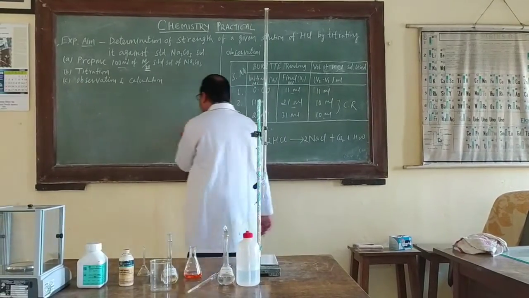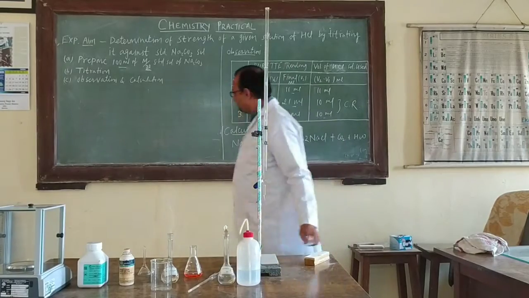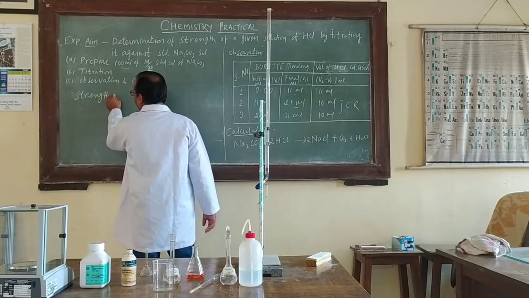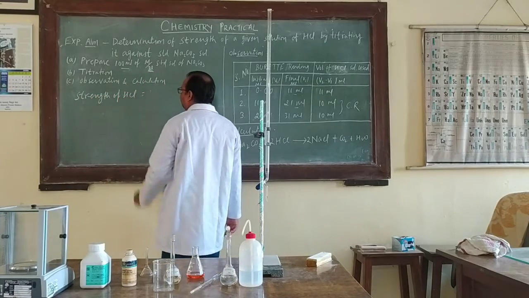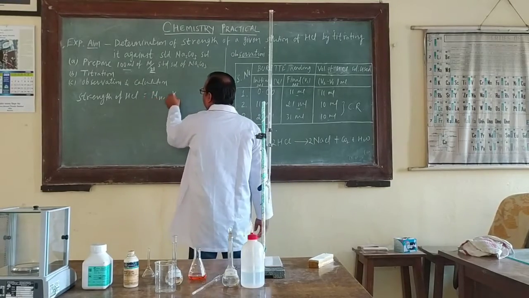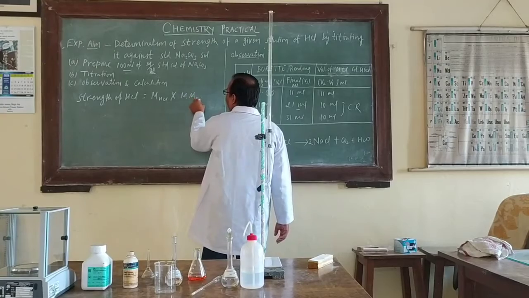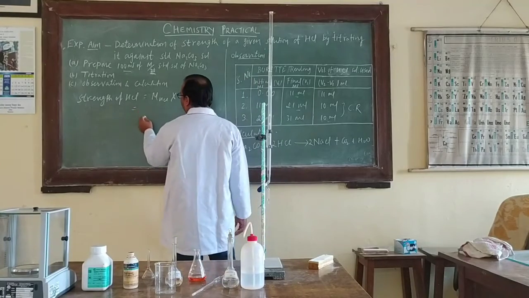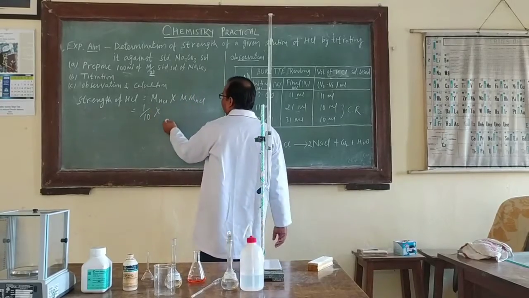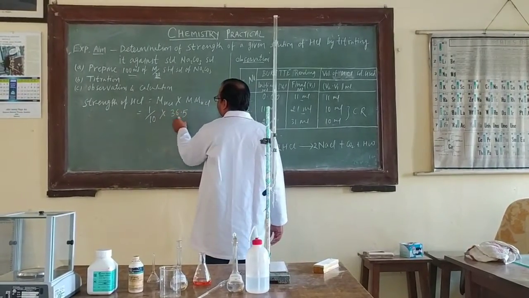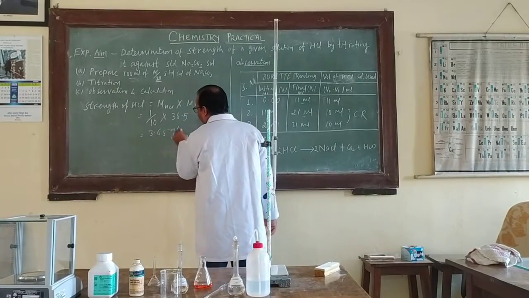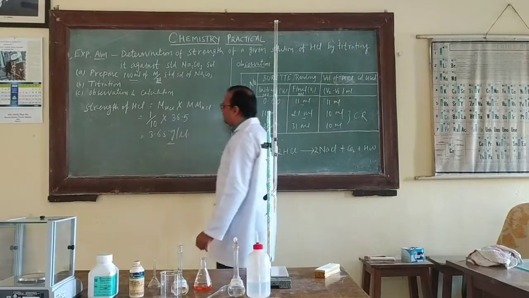Now we calculate the strength of HCl. Strength of HCl is equal to molarity of HCl into molar mass of HCl. Now molarity of HCl is 1/10, and the molar mass is a fixed value, 36.5. So the strength of HCl is equal to 3.65 gram per liter. Now this is the answer.